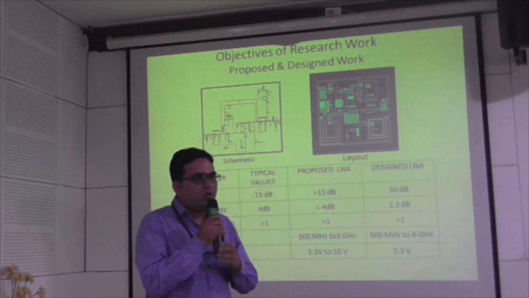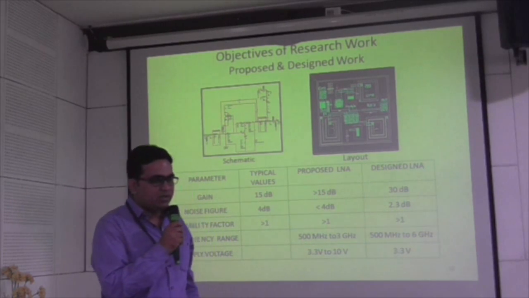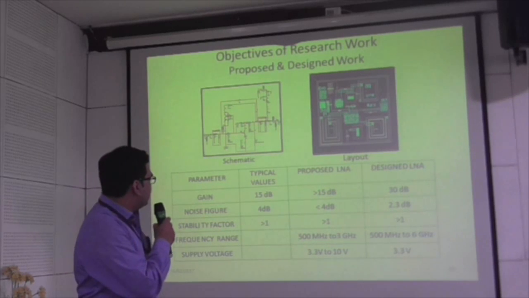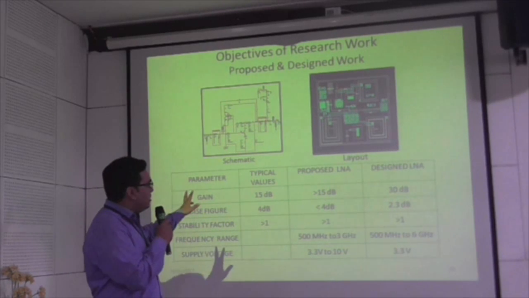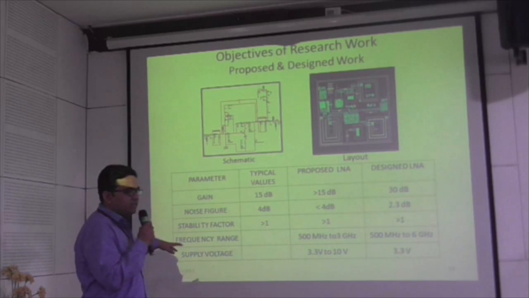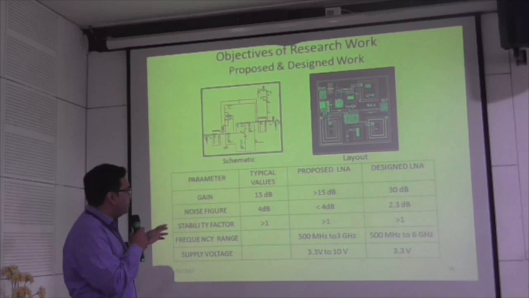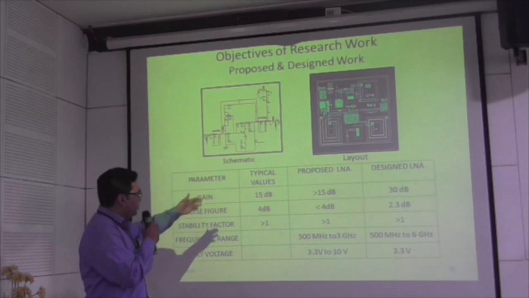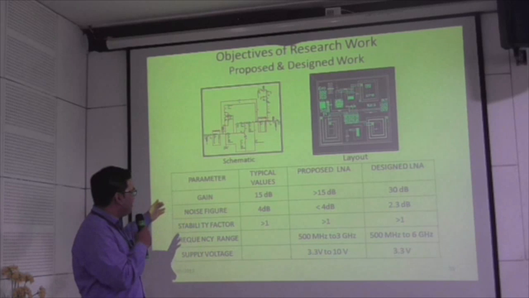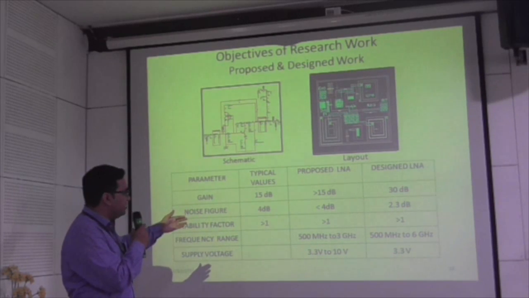So this is about the objective of the research work, that is the proposed work from earlier. I proposed this earlier, that is schematic and layout, and these are the parameters I decided with the help of specification review and references. The typical values are mentioned there: for a low noise amplifier, gain of 15 dB, noise figure of 4 dB, and stability greater than 1.